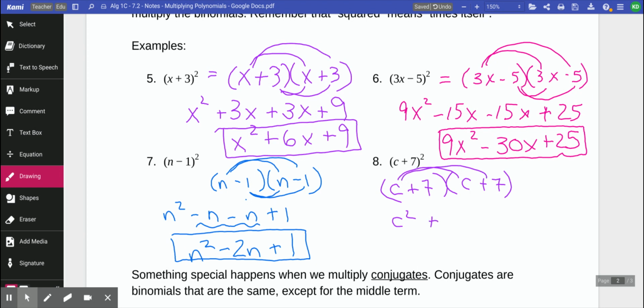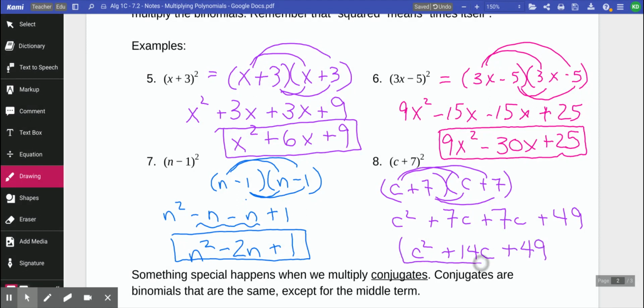C times c is c squared. C times 7 is 7c. We're going to have another 7c. And then 7 times 7 is 49. So again, combine your middle terms. 7c plus 7c is 14c plus 49. So c squared plus 14c plus 49.